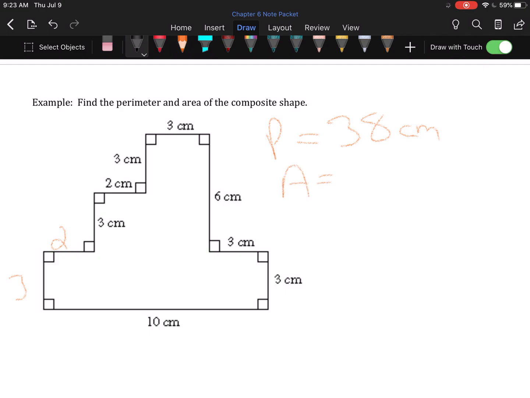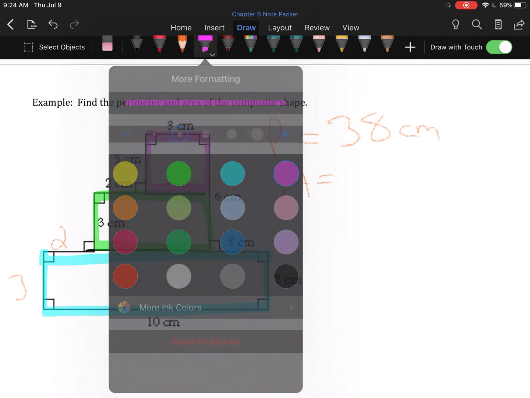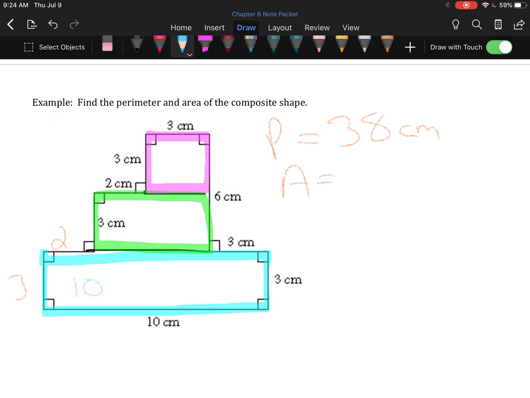The area, we've got to do a bit more work. My suggestion is that you cut this into 3 rectangles. Okay. We've got a blue rectangle. I'm going to do the second one green. And we'll do the top one pink. To get the area of the whole shape, I just need to get the area of all 3 of those. So this bottom rectangle is 10 wide by 3 tall. It's 10 by 3, which means it's 30.